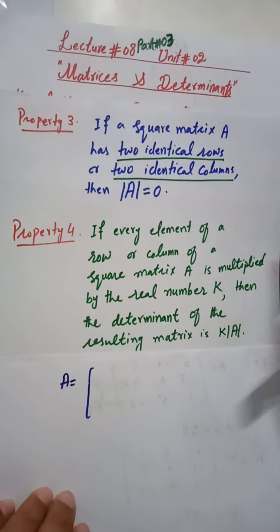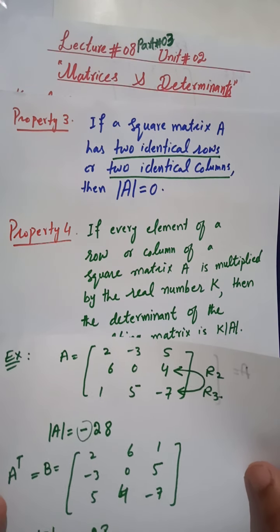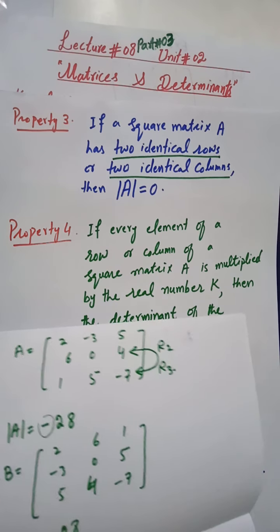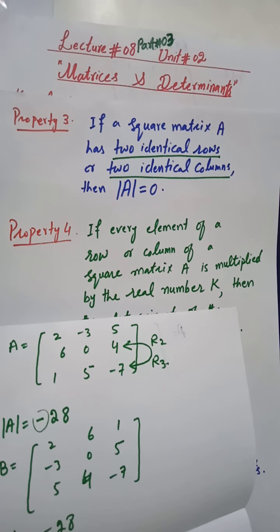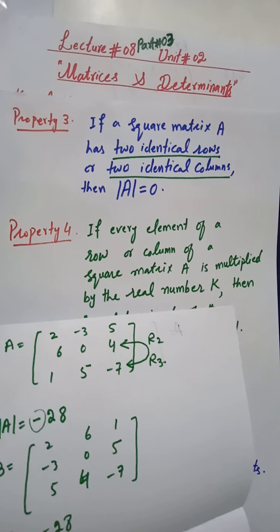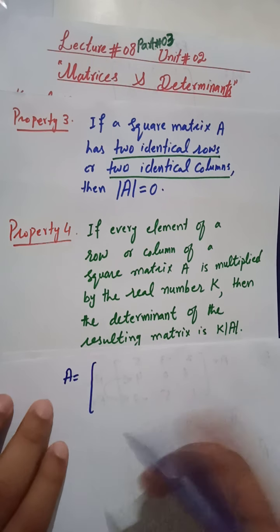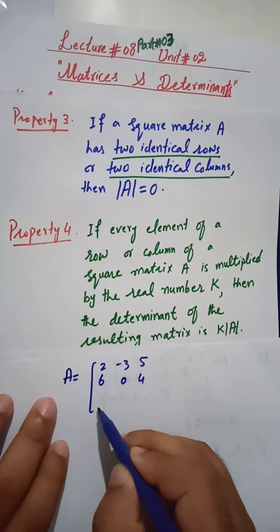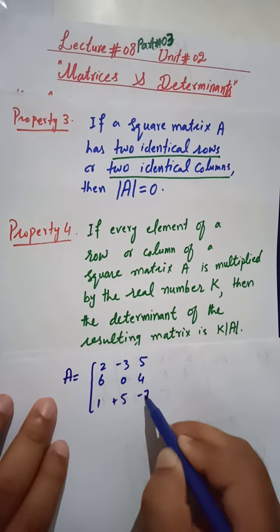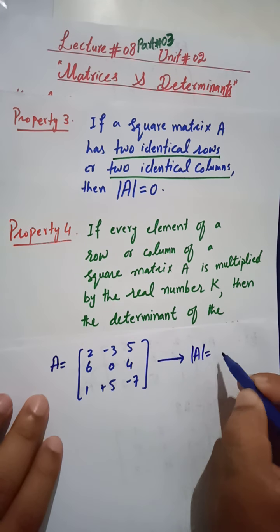Okay, so I am considering this matrix, which is 2 minus 3 5, 6 0 4, 1 minus 1 plus 5 minus 7. We know that the determinant of this matrix is equal to minus 28.